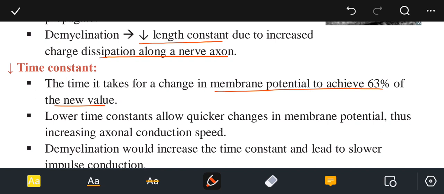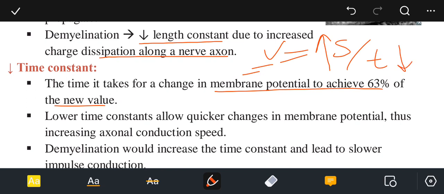Velocity is equal to distance covered per unit time. There is a formula that you may have come across when you studied physics. If I am increasing the velocity, I have to increase the distance, and I have to decrease the time it takes to cover from point A to point B. This is the concept that we apply on the neurons as well. So if we are trying to increase the velocity by myelinating the axons, the length constant will increase and the time constant will decrease, right?